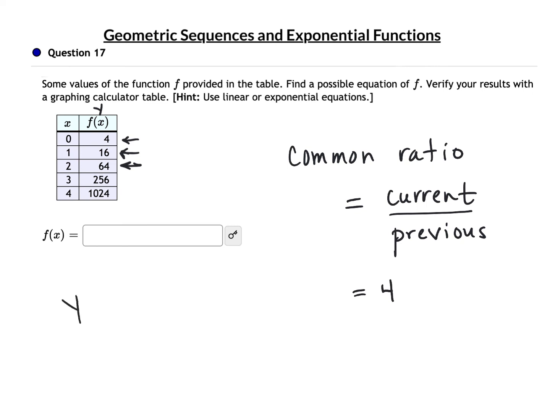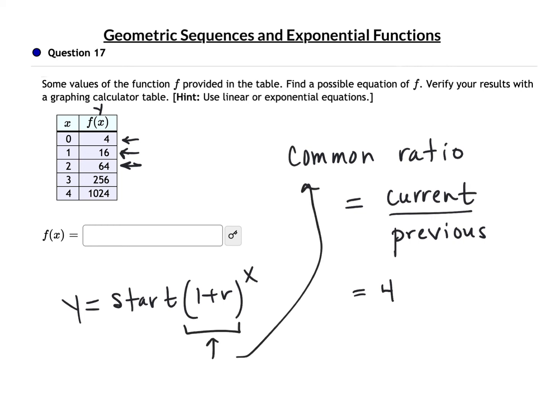We know our equation is y equal to start, where that's the y-intercept, times 1 plus the rate to the power of x. This is the common ratio. Here it will be y equal 4, that's our y-intercept, 0, 4, times our common ratio of 4. Every time I step forward one spot, I multiply by 4 to the power of x.